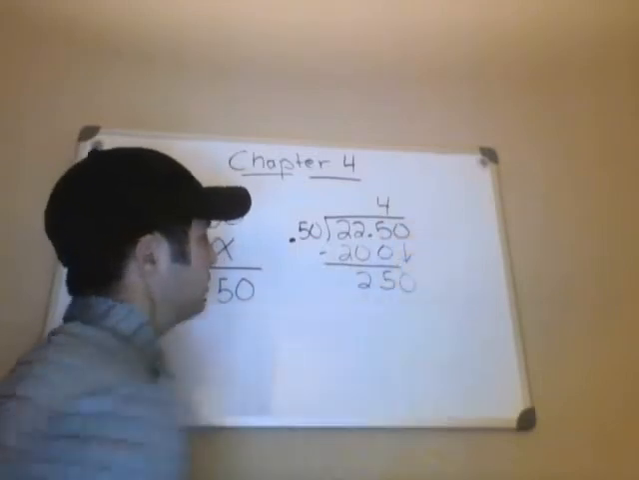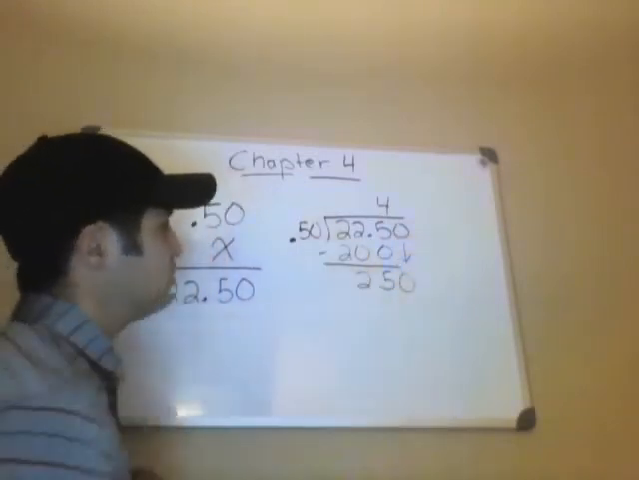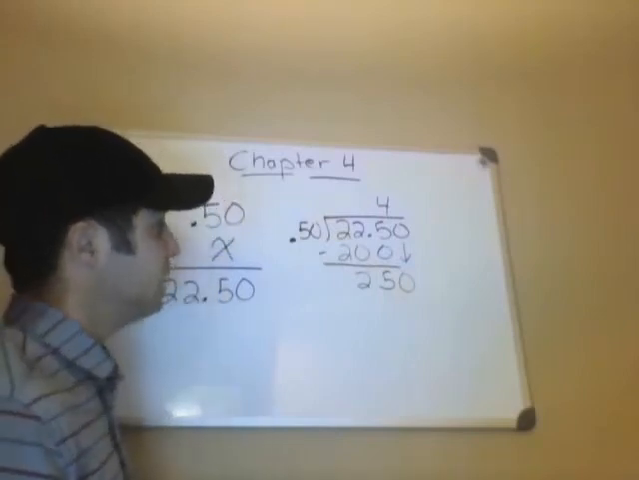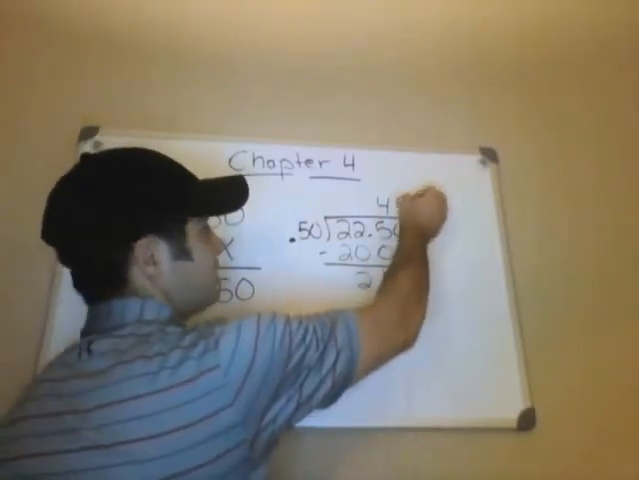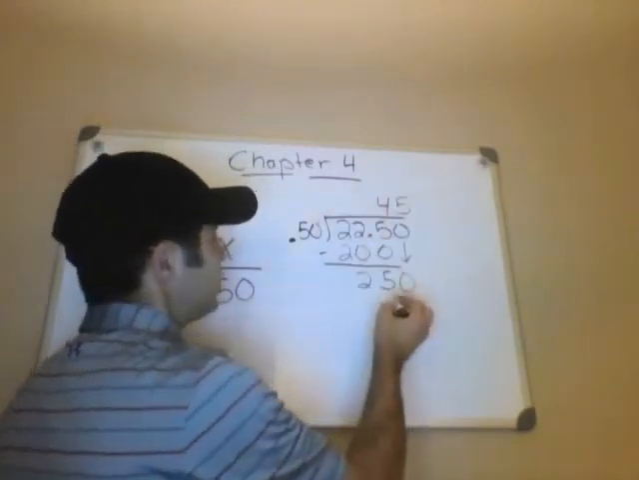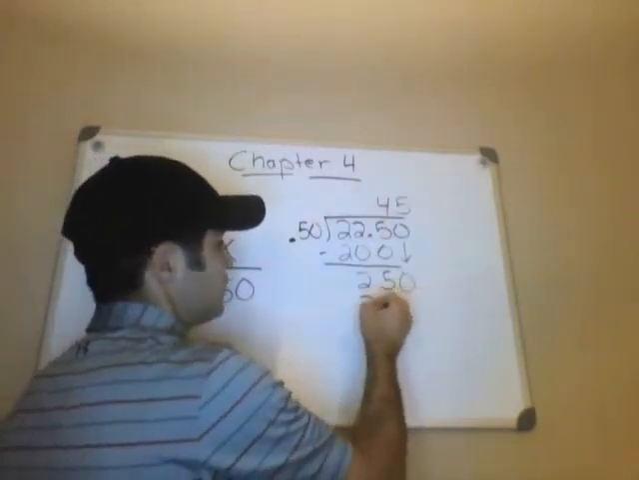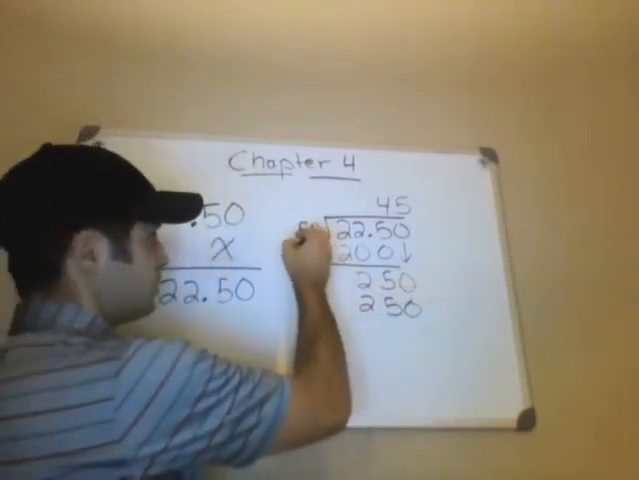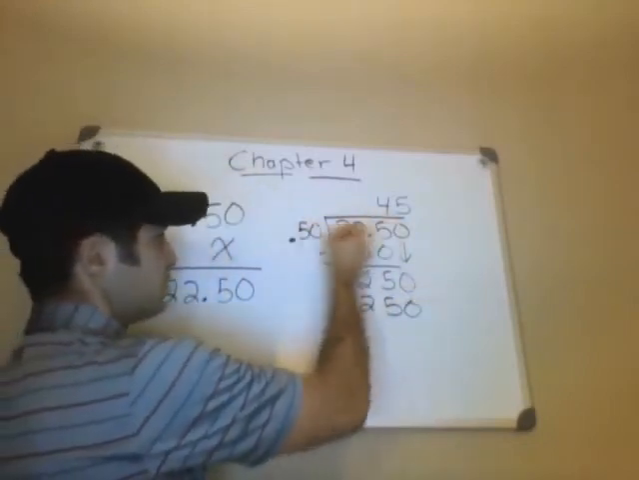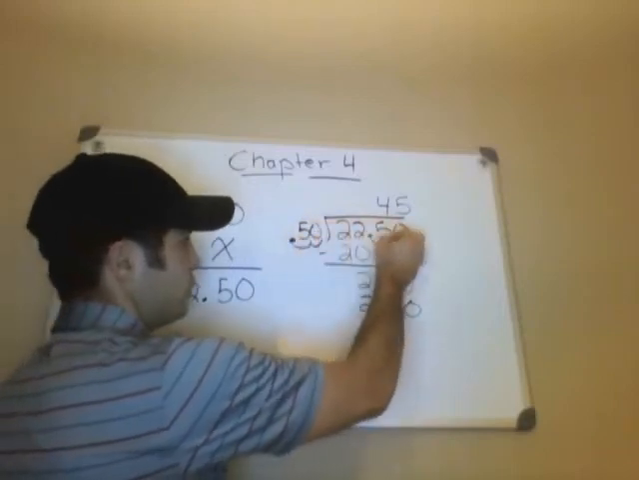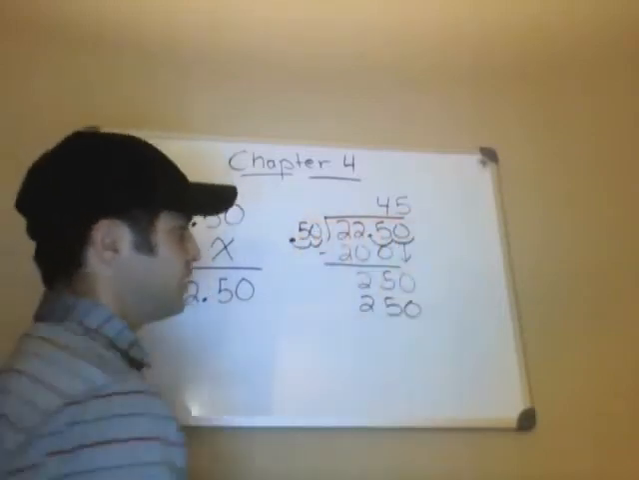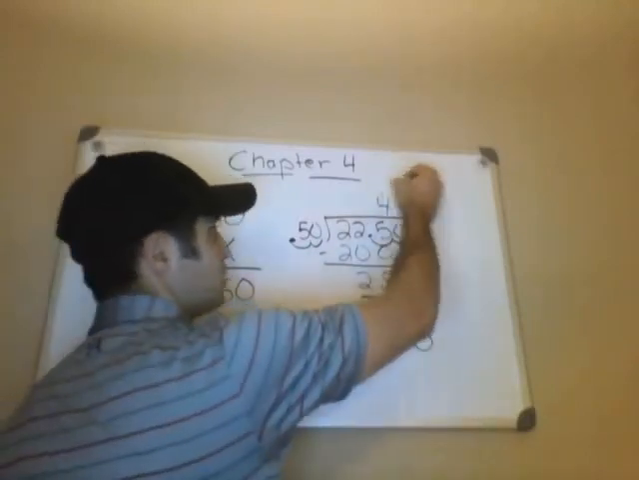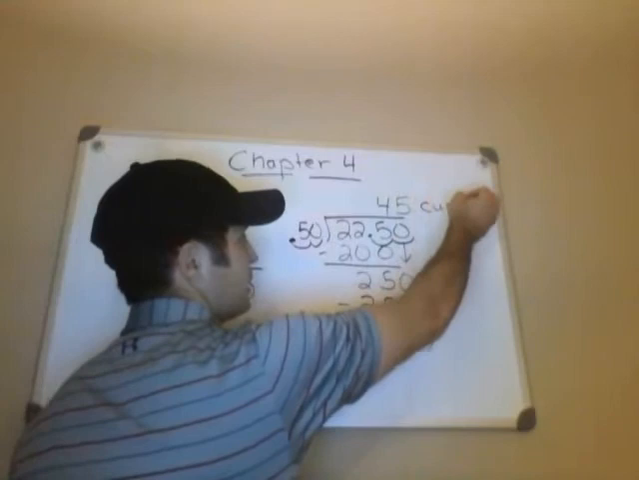0. Okay, 50 will go into 250 5 times. 5 times 50 is 250. Now let's move our decimal. Since this decimal is here, we can move this 2 places over, so it's fair. Subtract. There's 0 there. So our answer is 45 cups.